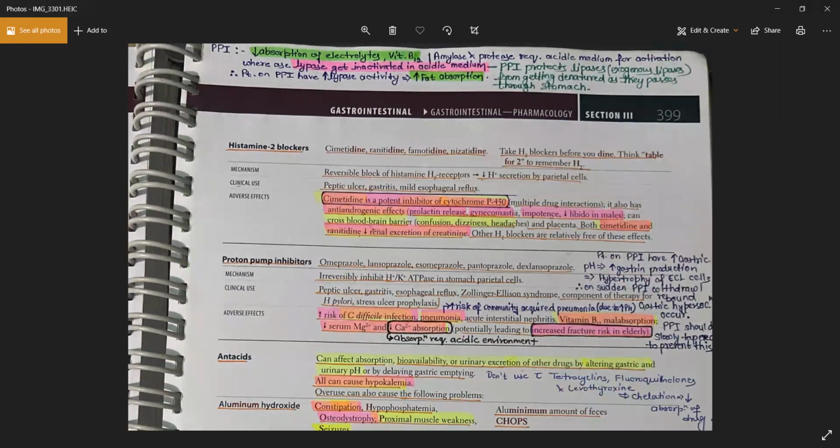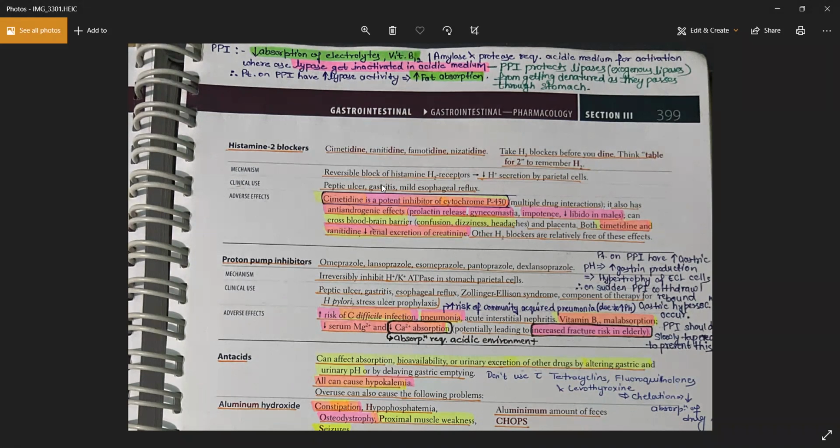Then let's discuss these drugs, the individual ones. First are the histamine H2 blockers. These are cimetidine, ranitidine, famotidine, and nizatidine. Everyone has "dine" at the end of the name, right? They block the H2 receptors, so they decrease the H plus production by the parietal cells.